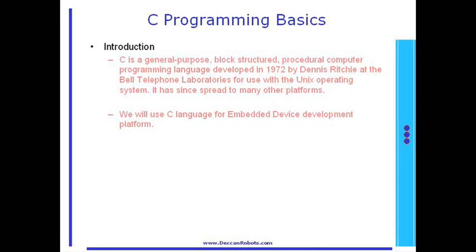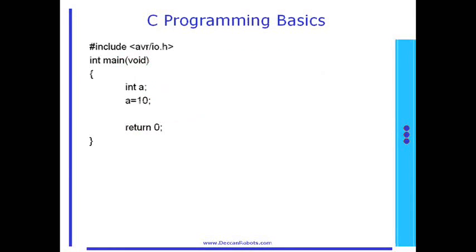C is a general-purpose, block-structured, procedural, imperative computer programming language developed in 1972 by Dennis Ritchie at the Bell Telephone Laboratories for use with the Unix operating system. It has since spread to many other platforms. We will use C language for the embedded device development platform. Look at this sample program written in C language. This program has no inputs and no outputs as well. It is used here simply to explain the structure and layout of a C program.